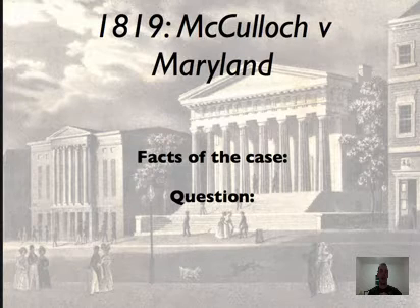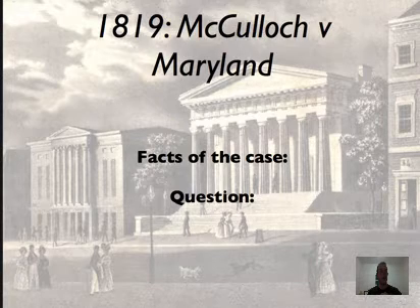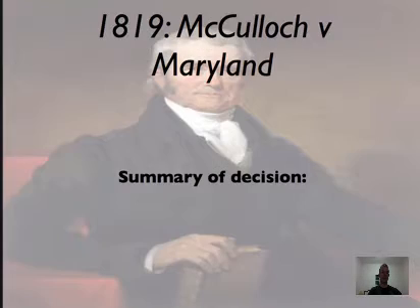James McCulloch is the cashier for the Maryland branch of the Second Bank of the United States. James McCulloch refused to pay the tax that Maryland had put on the bank's operation. And the Supreme Court hears this case and returns a decision. The court held that the power to create a national bank was supported by the Elastic Clause, but that states did not have the power to tax a national bank, as that would put state law above federal law.